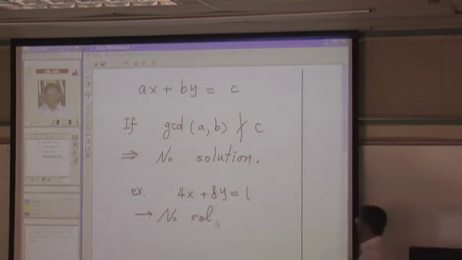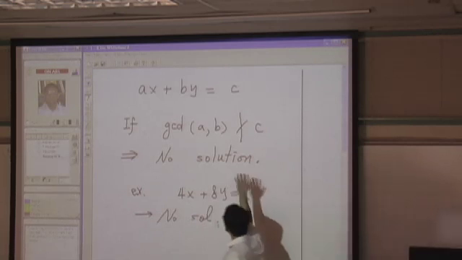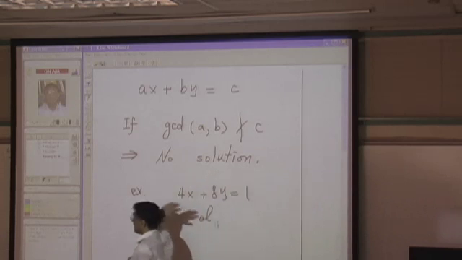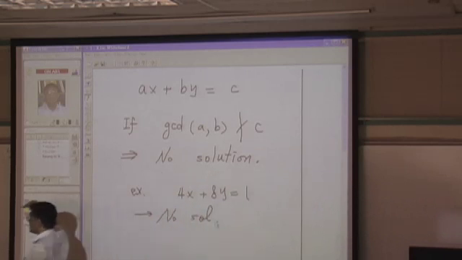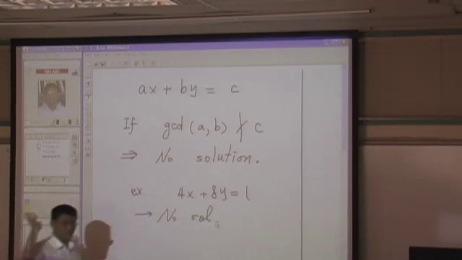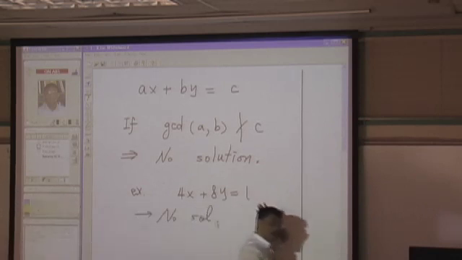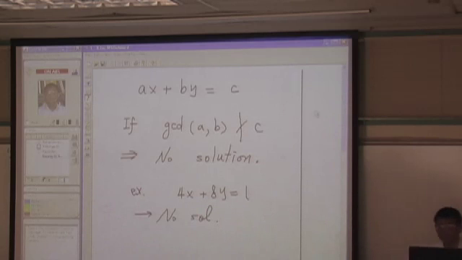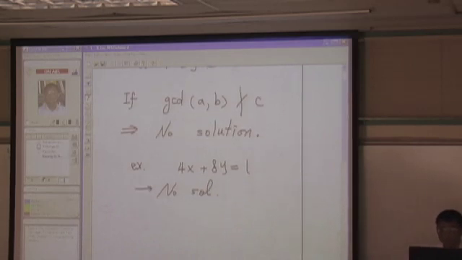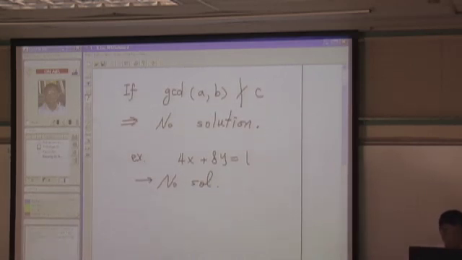So the minimum requirement to solve the problem is this. If we cannot divide the right hand side by the GCD, then stop. We cannot find any solution. So I mentioned this last time. And now we will solve the problem if we exclude this case. So from this point on, we do not allow this case.